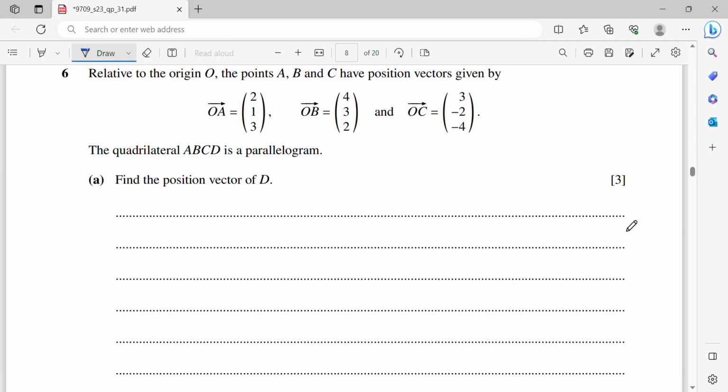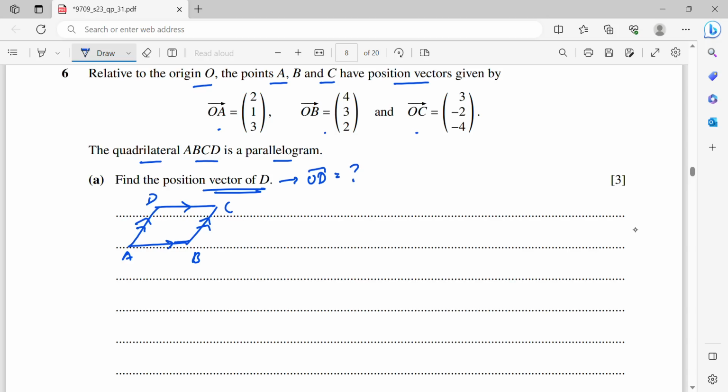Okay, now question 6. Relative to the origin O, the points A, B, C have position vectors given by OA, OB, OC. The quadrilateral ABCD is a parallelogram. Okay, now parallelogram means, let's say, for example, this is A, B, C, D. Parallelogram means that they are parallel to each other. Okay, these two sides, the opposite sides are parallel to each other. So now from here, to get the OD, this position vector of D is OD. What is your OD now? I can use vector AB equals to vector DC. You can use vector AD equals to vector BC. No problem.